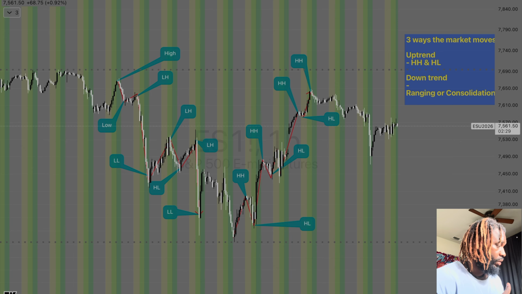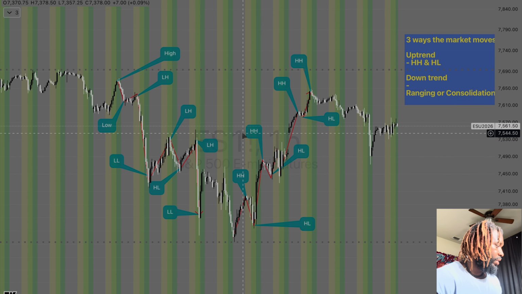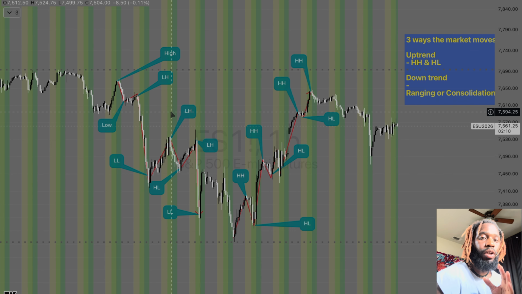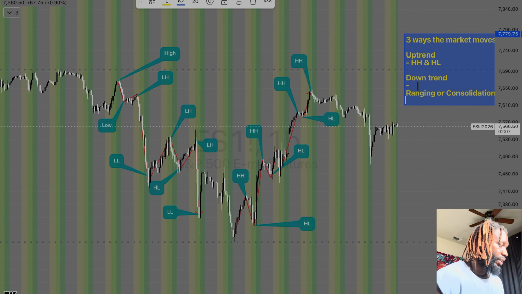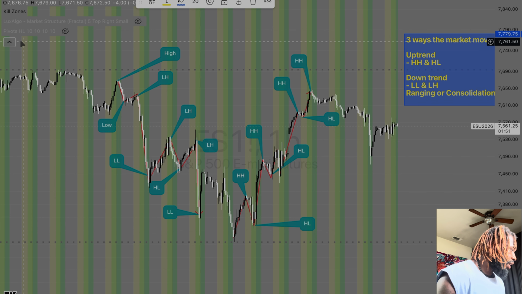You can see right here, where was I at? So basically, you can see that a downtrending structure is made of lower lows and lower highs, right? So I'm going to jot that in over here. Lower lows, lower highs. Lower lows and lower highs. Simple as that.